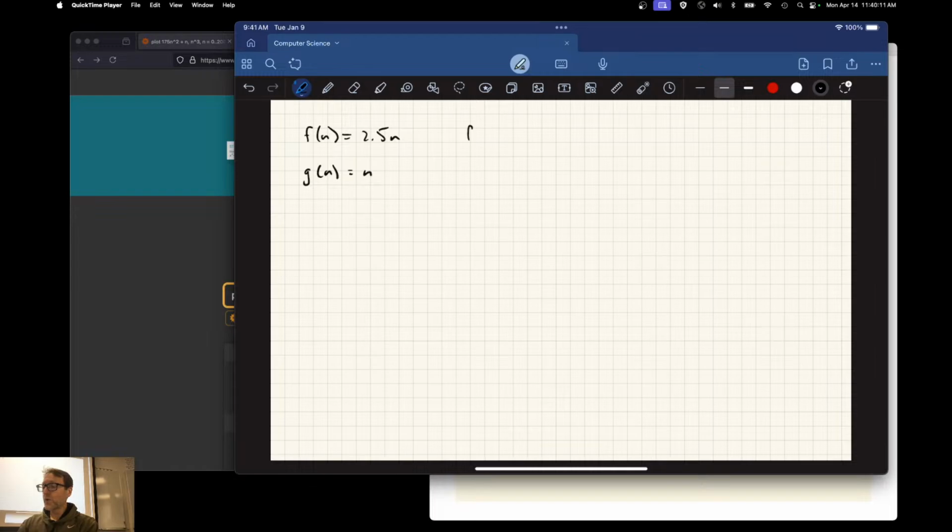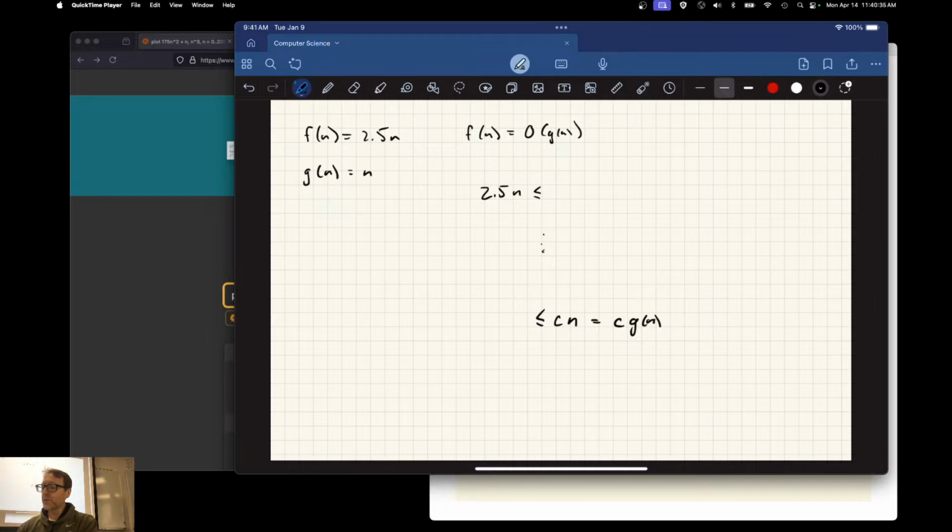So we want to show that f of n is big O of g of n, right? So we're going to set up our inequality here. 2.5n less than or equal to... You need to make this look like less than or equal to c sub g of n, because that's what g of n is. It's just n. Right? Well, at this point, you're already done.